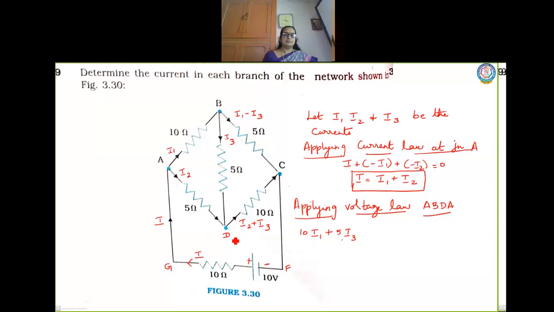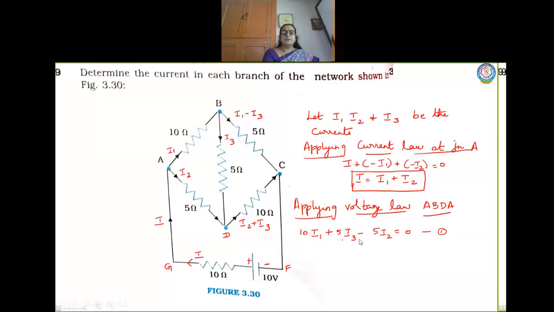Now when coming to this junction, it should be from D to A, but it is not from D to A, it is A to D. So I will have a minus sign here. So what is the product of resistance into current? It is 5 into I2. And you don't have any EMF, any cell there. So it is 0. Okay, so let me name this as equation 1.